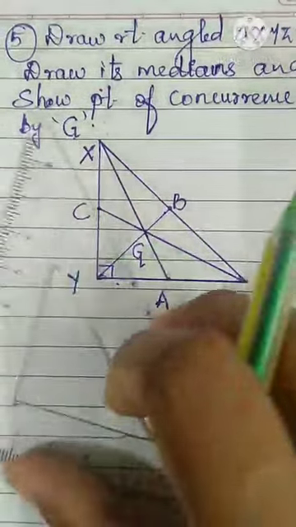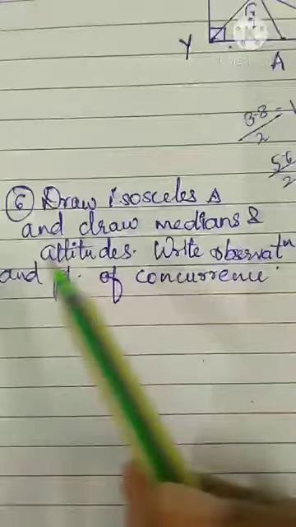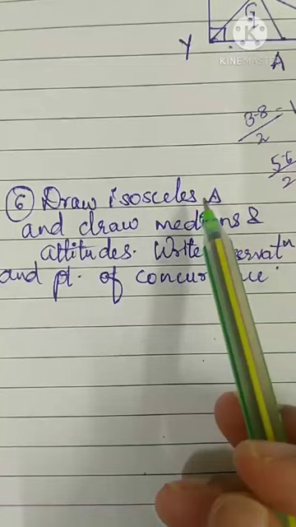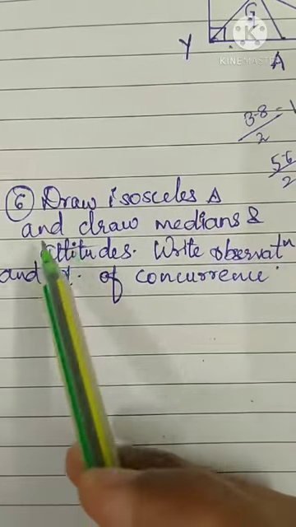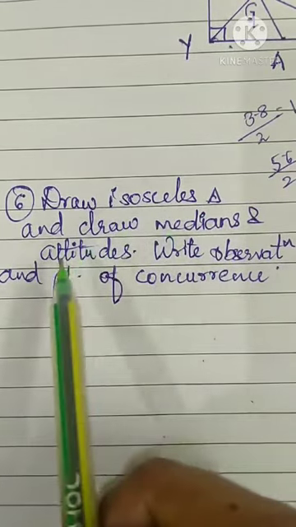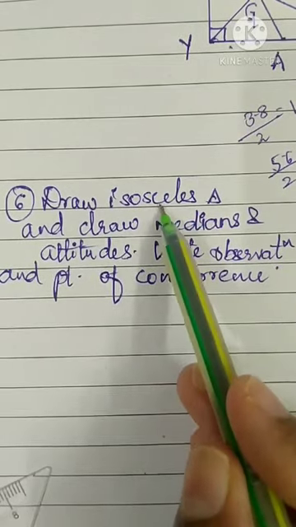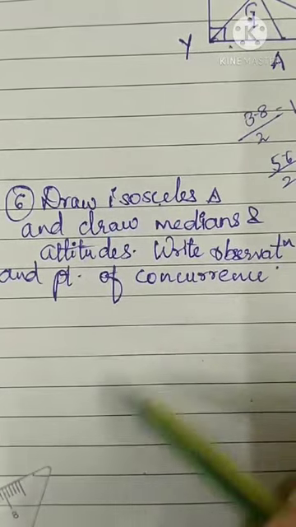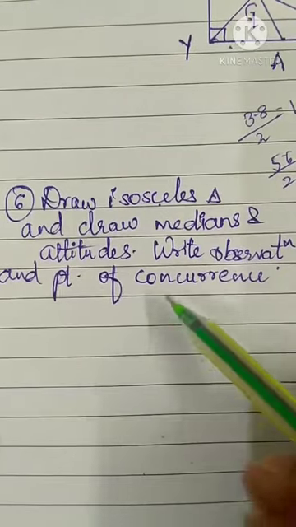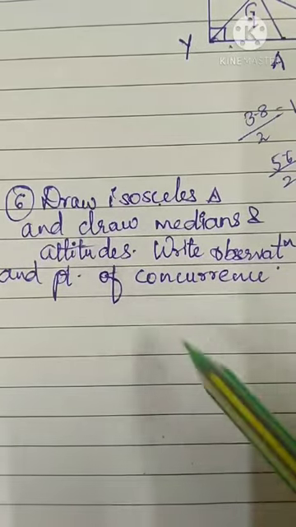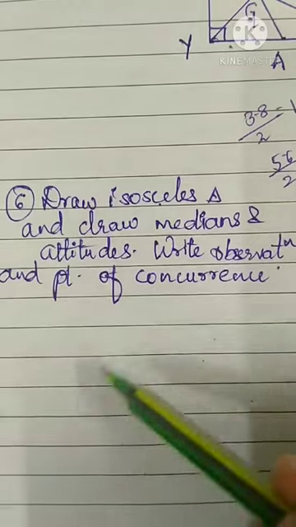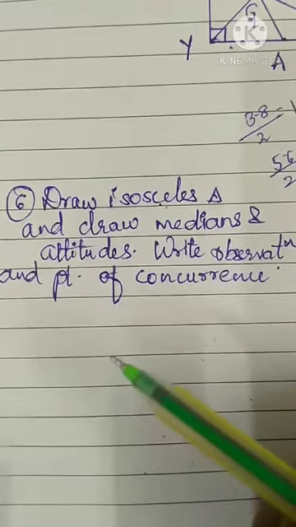So this is a simple way to get the medians. Now the sixth sum we have: draw an isosceles triangle, name is not given, and draw the median and altitude. Both we have to show. Now what is an isosceles triangle? A triangle in which two sides are congruent. A triangle in which any two sides are of equal length or congruent is called an isosceles triangle.